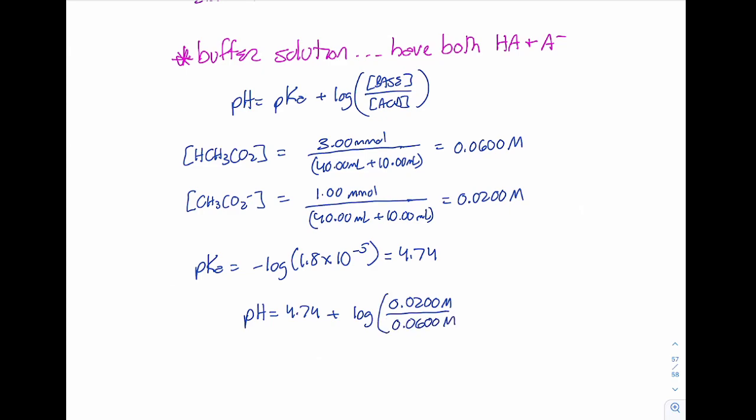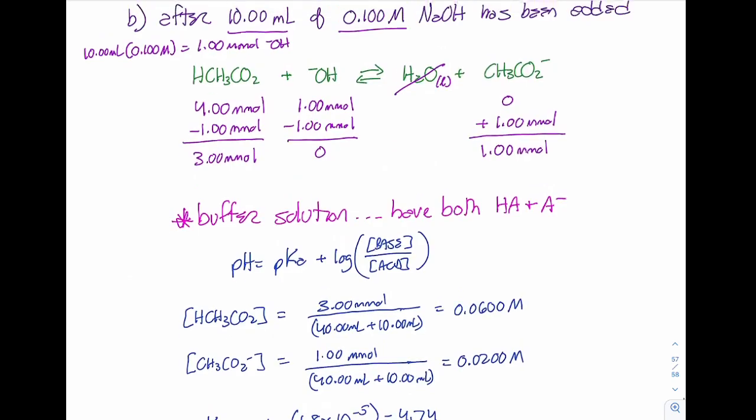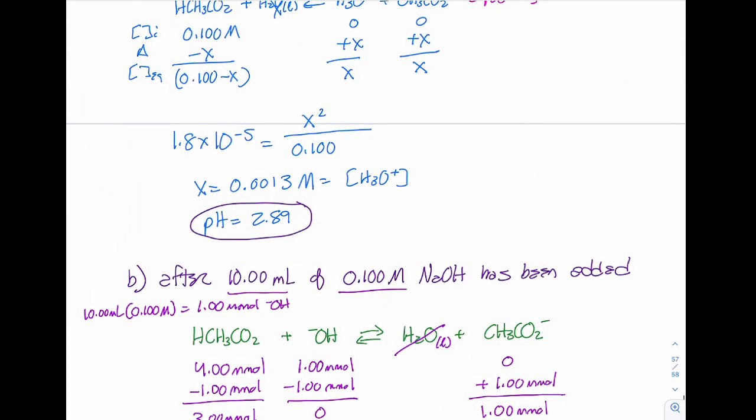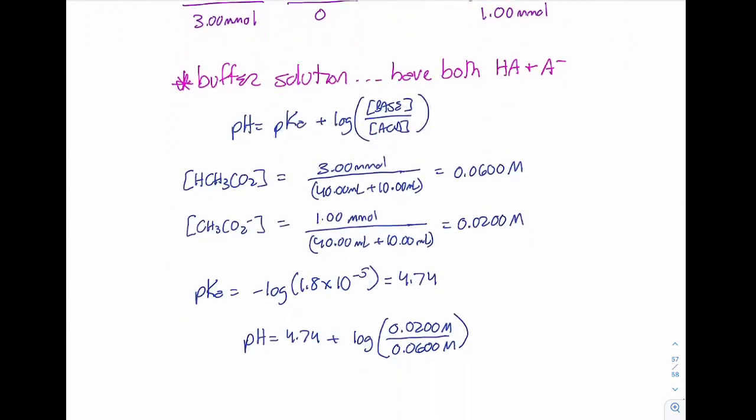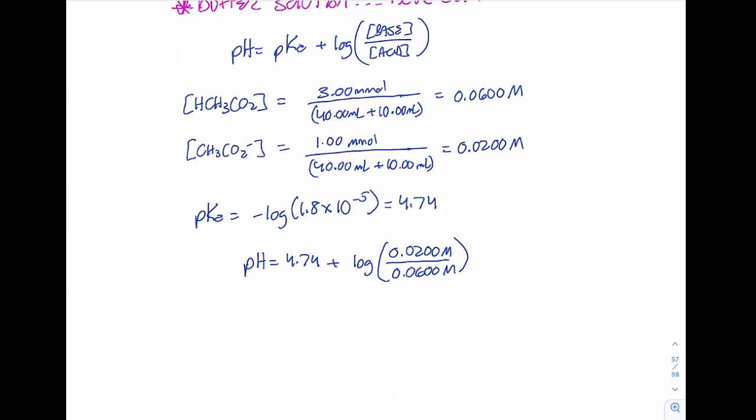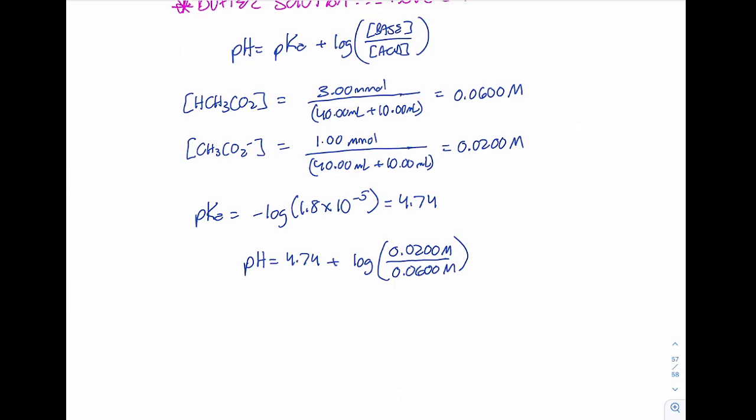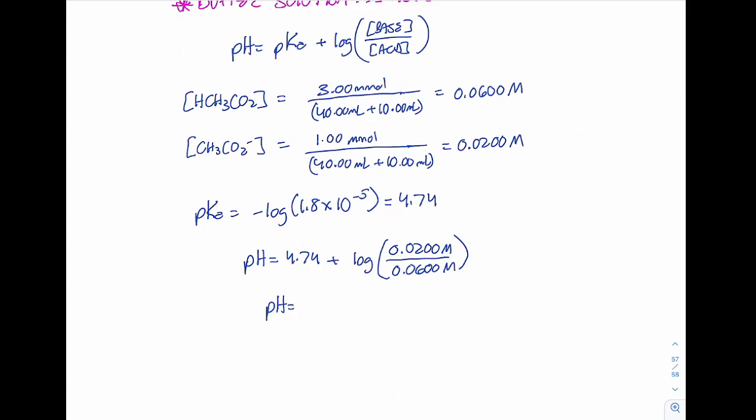And again, those molarities are going to cancel each other out in terms of units. Before I type that into the calculator, I'm just going to go back up here and look. We started out with a pH of 2.89. I've added base to it, so I am going to expect a number that's larger than 2.89. Once I hit enter on my calculator, if it comes out smaller, I've goofed up somewhere. So 0.02 divided by 0.06, then take the log of that number, and then to that I'm going to add 4.74. And I get my pH to be 4.26.